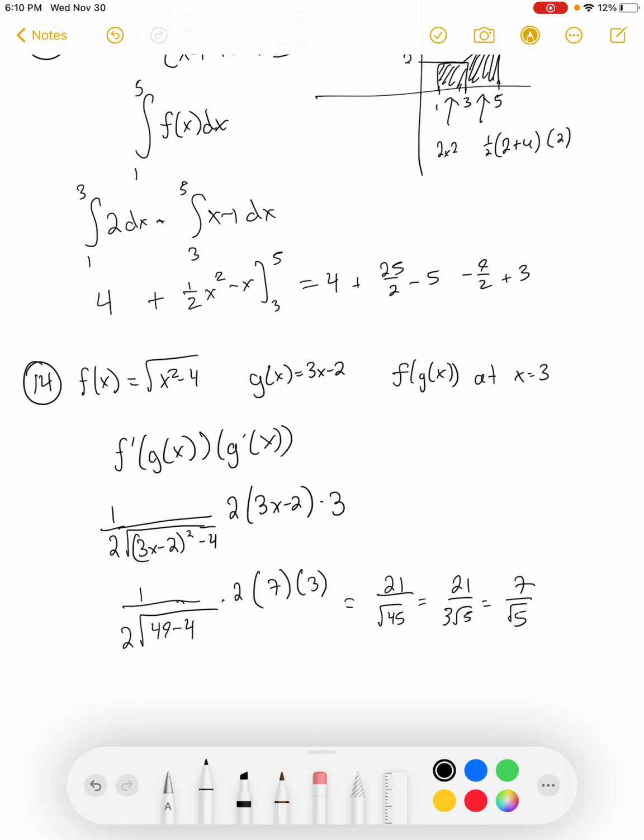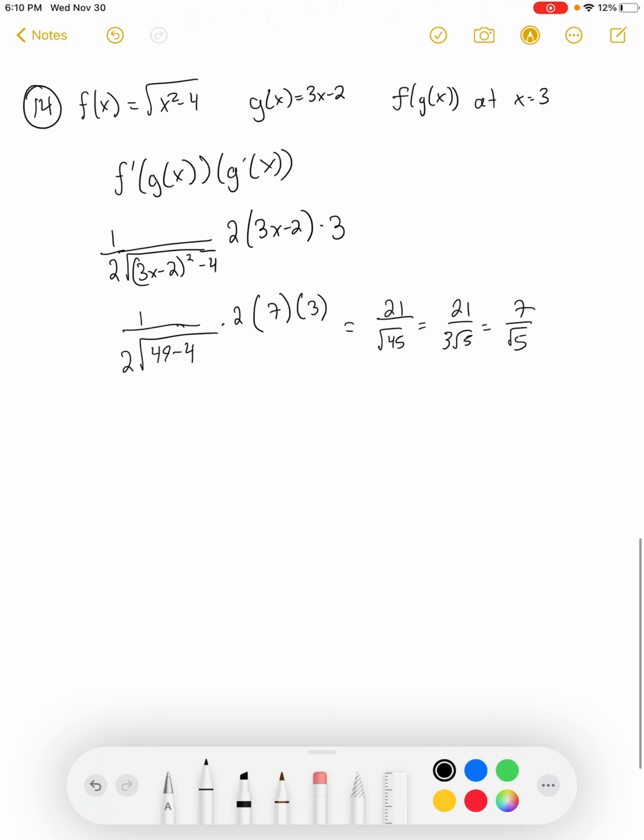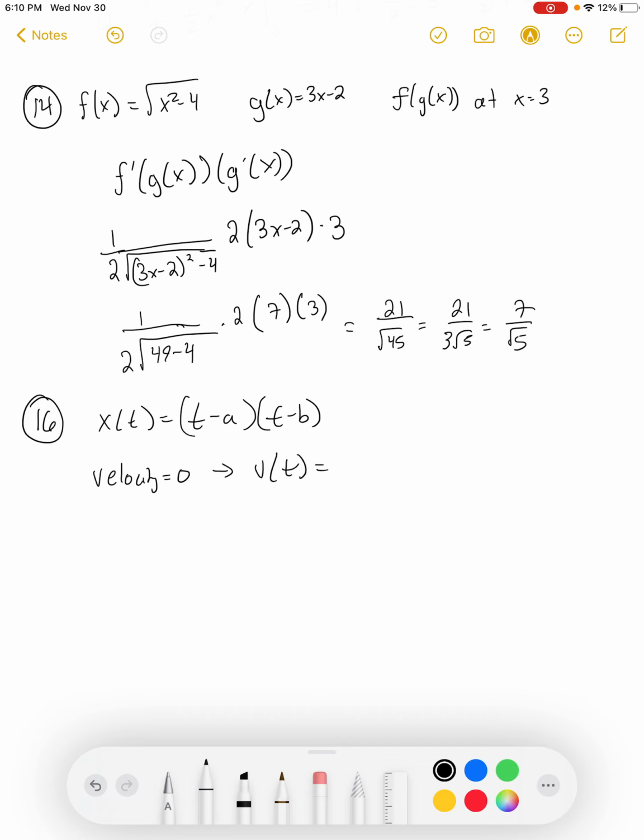We'll do 16, and then that'll be that. 16 says that we have some position curve given by t minus a times t minus b, where a and b are constants. It asks for which values of t the particle is at rest. When it's at rest, velocity equals 0. I'm actually going to FOIL this out, it might be a little easier for us to see that.